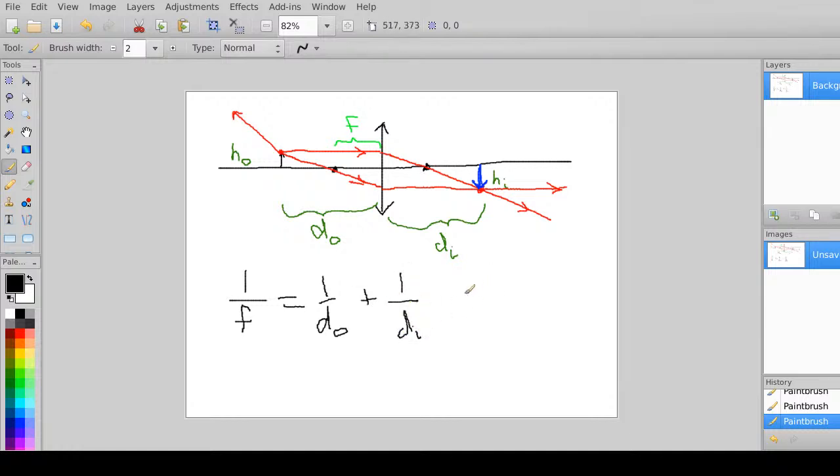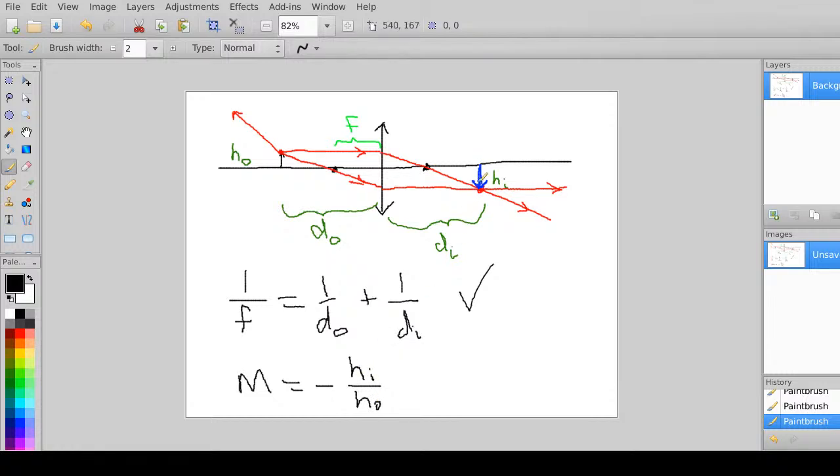And there's one formula that we're going to verify. And the other one is, like I said, there are similar triangles here. There's a triangle right in here, and then there's a triangle right in there, and they're similar triangles. That gives you this other formula. M is equal to minus HI over HO. And that makes sense. It basically says, how much bigger is your image than your object?